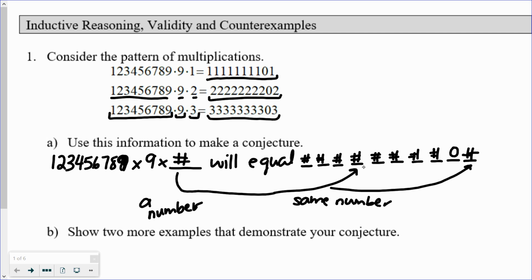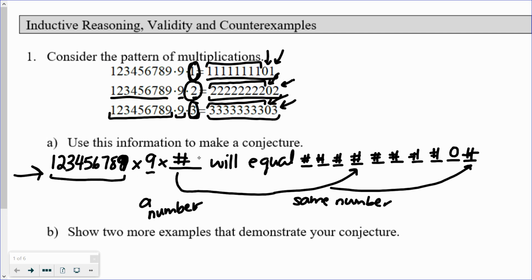So it's the same number in all those spots. Here I'm multiplying by 1: I have 8 ones, a 0, and then another 1. This time I'm multiplying by 2: I have 8 twos, a 0, and then another 2. Multiplying by 3: I have 8 threes, a 0, and then another 3. So this is where my conjecture is coming from. If I take that number, multiply it by 9, and then multiply it by a number, the answer will always be whatever this number is, 8 times in a row, then a 0, and then that number again.